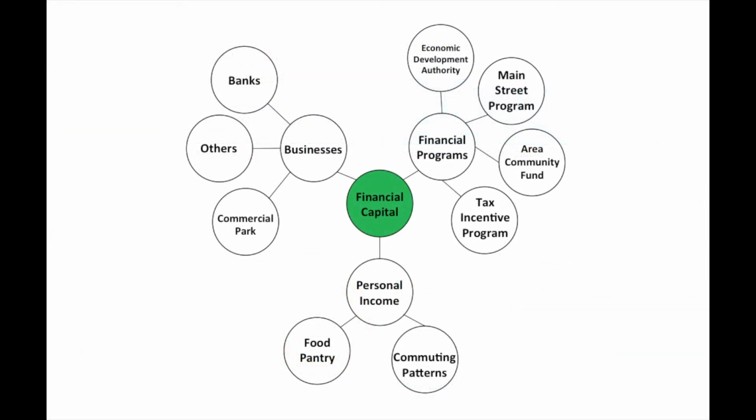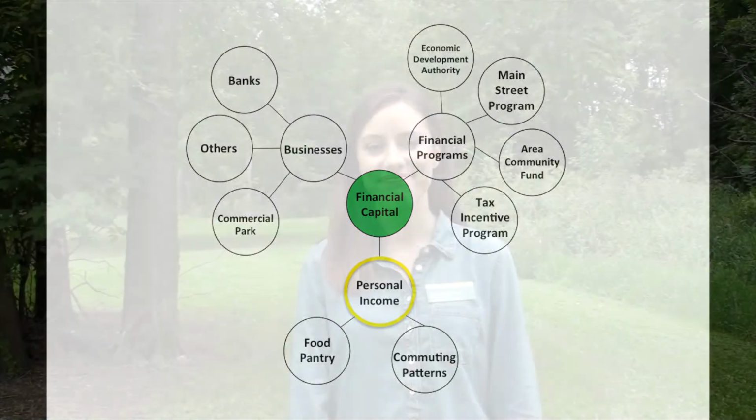Asset mapping is the process of inventorying and depicting assets in an effort to understand community strengths, correlations, and potential impacts. Asset mapping provides a clearer way to understand how resources may be mobilized to assess development considerations. As this video has shown, Barnesville's financial capital assets can be described through their wealth of local businesses, financial programs, and strong individual financial well-being.